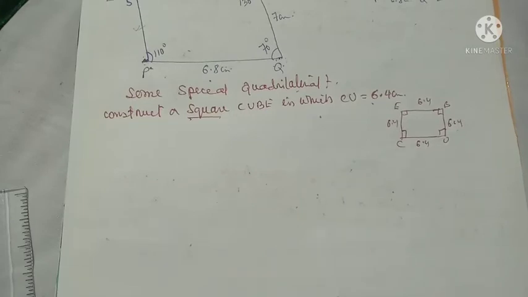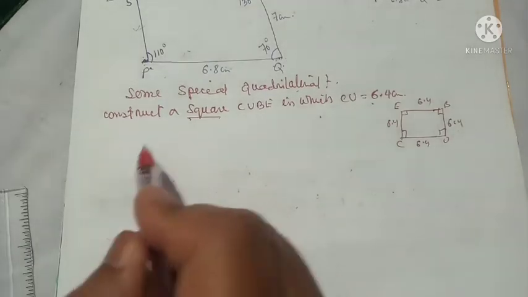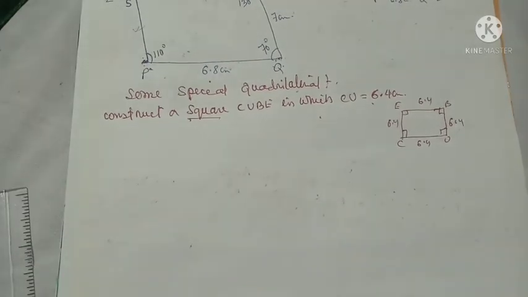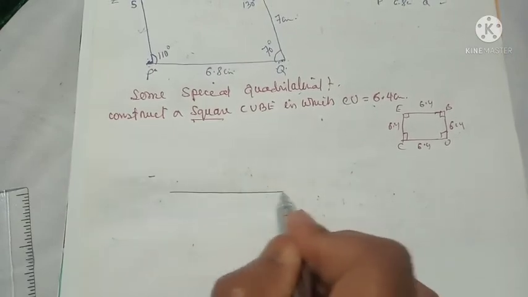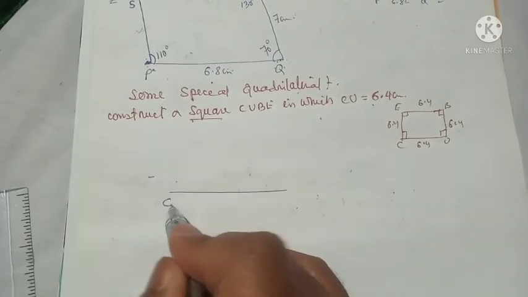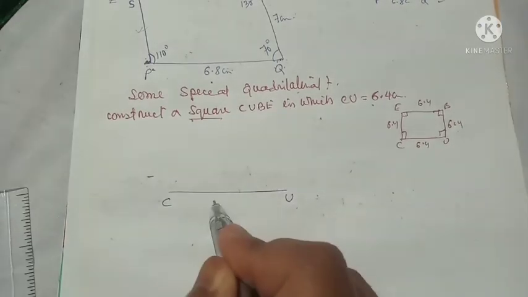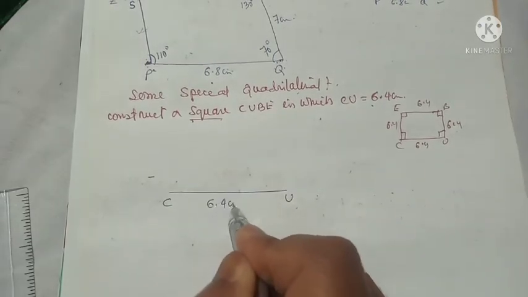So first we need to know that in a square all the sides are of equal length and all angles are equal to 90 degrees. We have to understand this first. So first of all, we have to draw one line segment, that is CU, 6.4 centimeters.